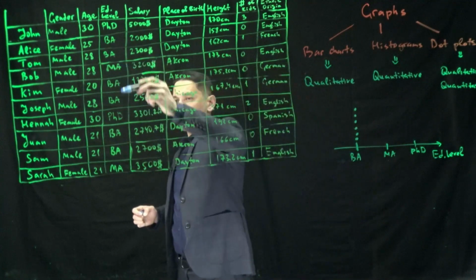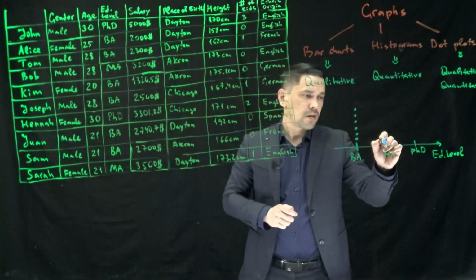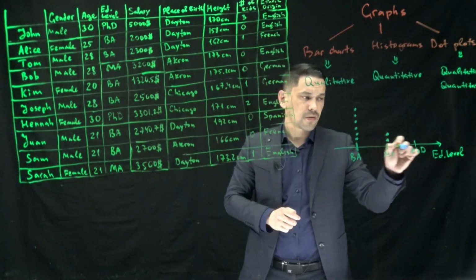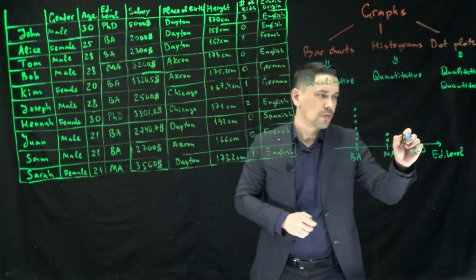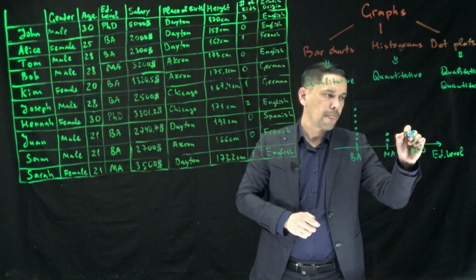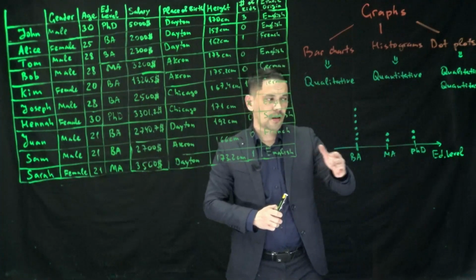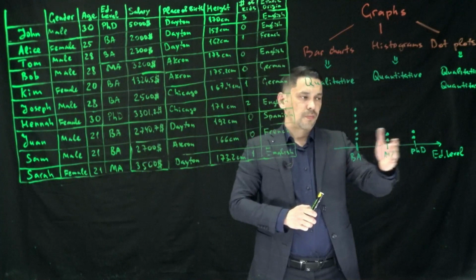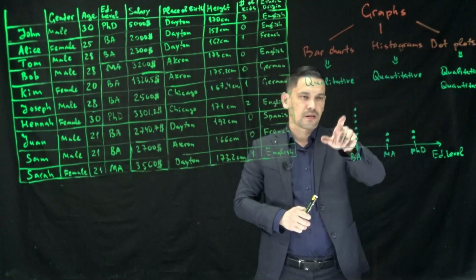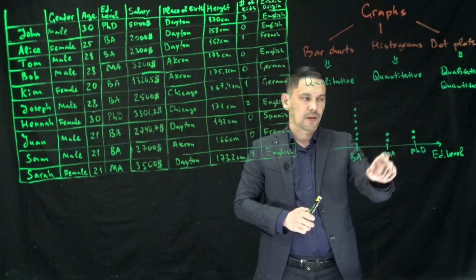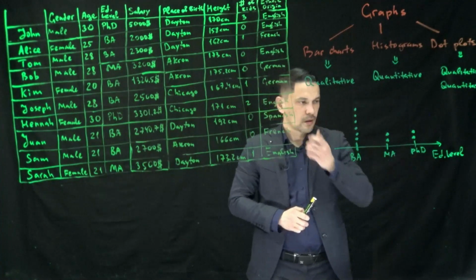And 2 of the employees have a master's. And let's count the number of people who have a PhD. It's 2. So that's it. It's very easy. It's a dot plot showing the variable education level. And I can see from this dot plot that 6 people have a bachelor's, 2 people have a master's, and 2 people have a PhD.